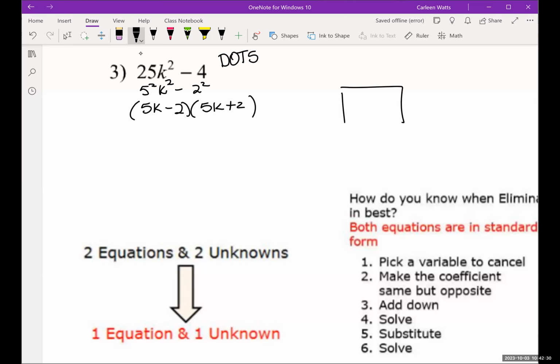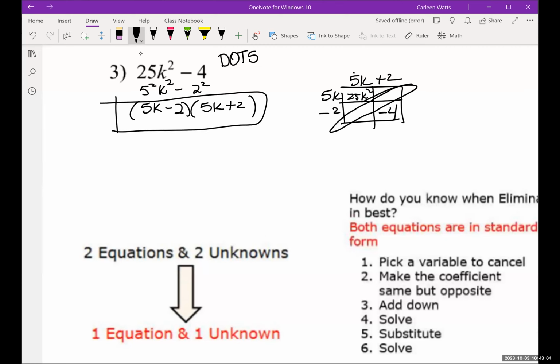If I were to make a box, 5k minus 2, 5k plus 2, there is my 25k squared. Look, to get a -4, I need a -2 times a +2 to get the -4. And then we could look into it. Those terms are going to end up canceling. One's going to be positive, one's going to be negative. Poof, cancels down to the 2 terms and not the 3 terms. Okay, I would like you to be super fast with difference of 2 squares.